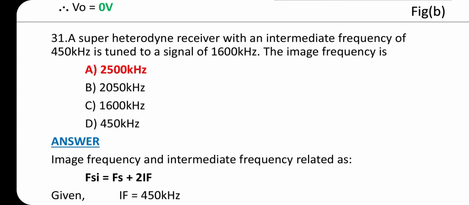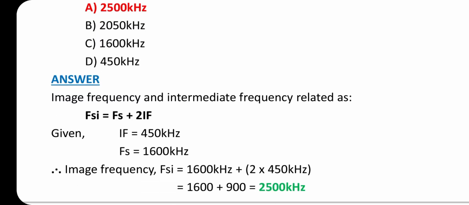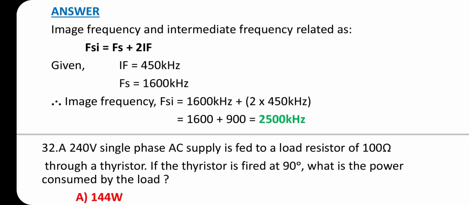Consider the question 31. A superheterodyne receiver with an intermediate frequency of 450 kHz is tuned to a signal of 1600 kHz. The image frequency is option A, 2500 kHz. Actually, the signal which causes interference is called image frequency after mixing in the receiver part of radio. The image frequency and intermediate frequency are related as Fsi equal to Fs plus 2Fi. Substitute the values of Fs and Fi, we get the image frequency.